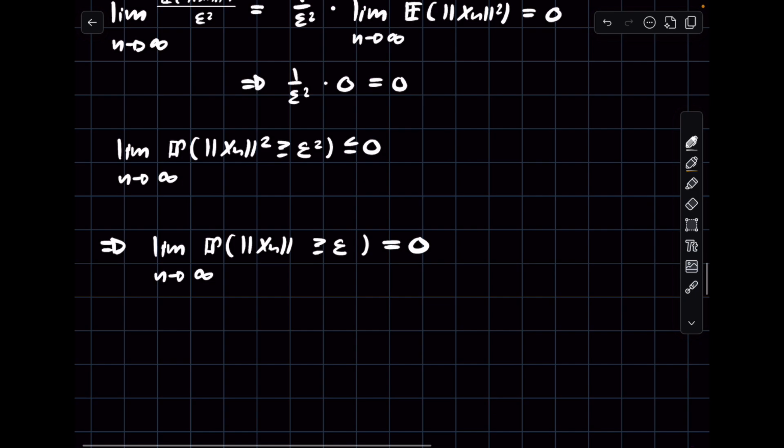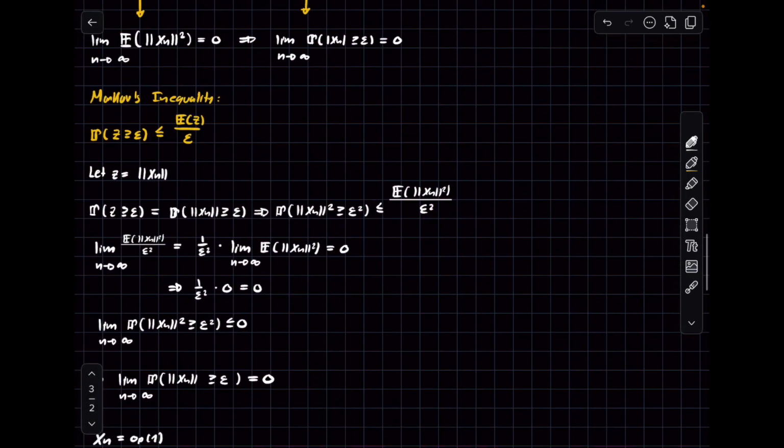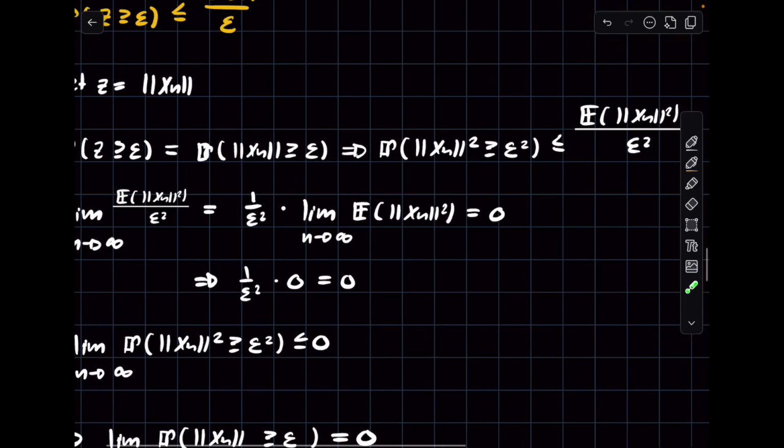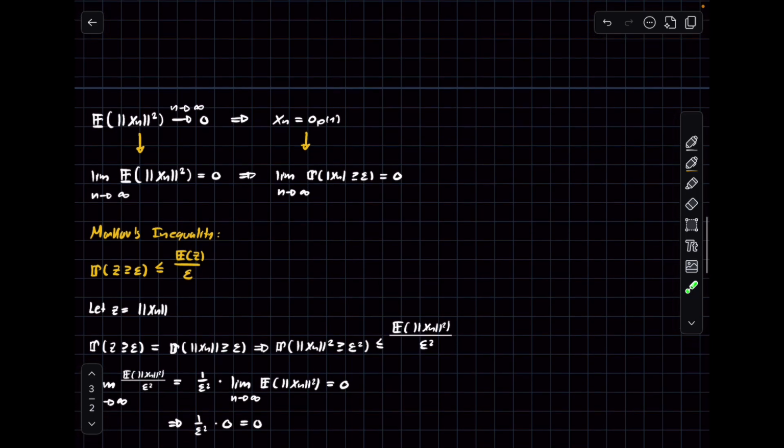And just like that, we have proven that x of n is equal to OP of 1. Again, we use Markov's inequality, and the reason we can remove the square and it doesn't affect our computation is because the only thing that would change would be this epsilon squared, and we can just remove that. So that's pretty much how we solved this one with Markov's inequality.